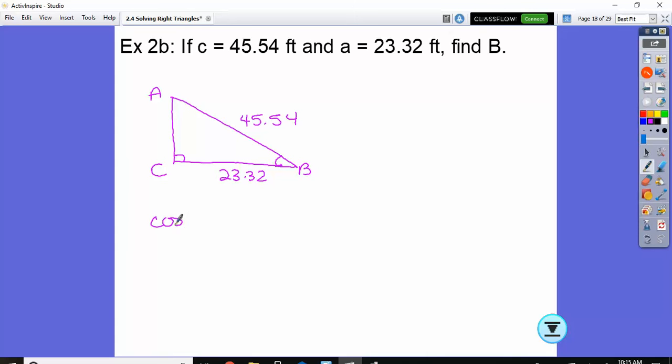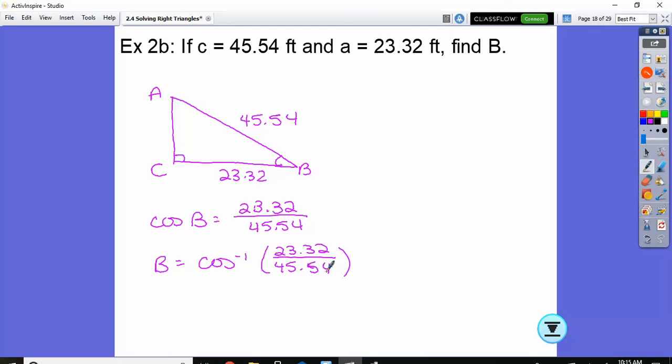Cosine. Cosine of B is adjacent over hypotenuse. So to get our B, we change it to cosine inverse. And how many significant digits do I want? 4. So I get B equals, you have 59.1977.